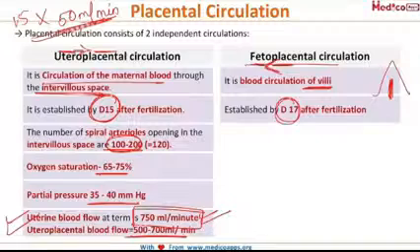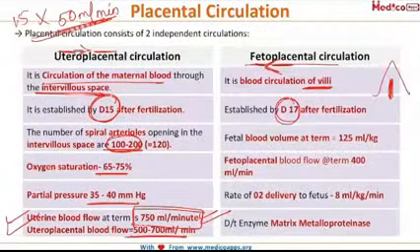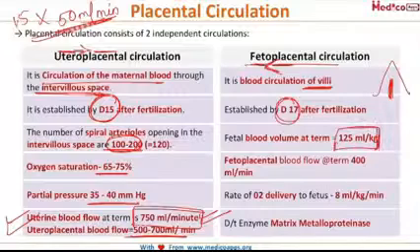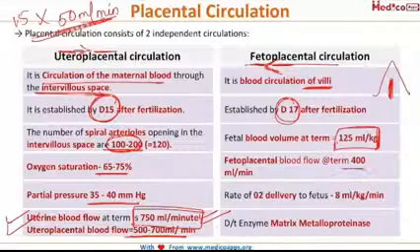Now another important question is the fetal blood volume at term, and it is 125 ml per kg. Now the next question is fetoplacental blood flow at term, and it is 400 ml per minute.